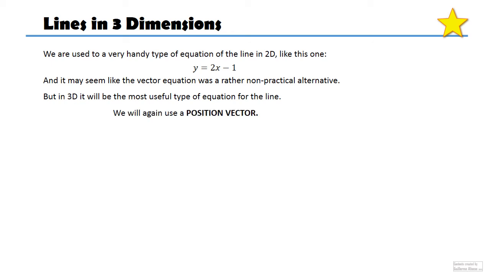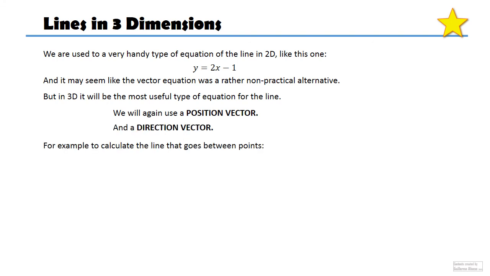So again, how is this going to work? We're going to have a position vector just to get to the line, and we're going to have a direction vector to move along the line. So if, for example, you need to calculate the line between 2 points, here they are, P and Q, how would you do that?